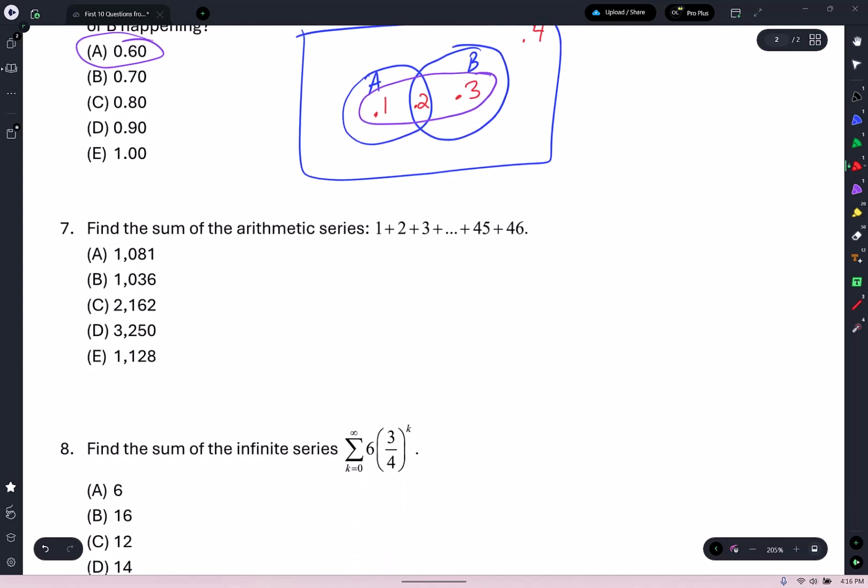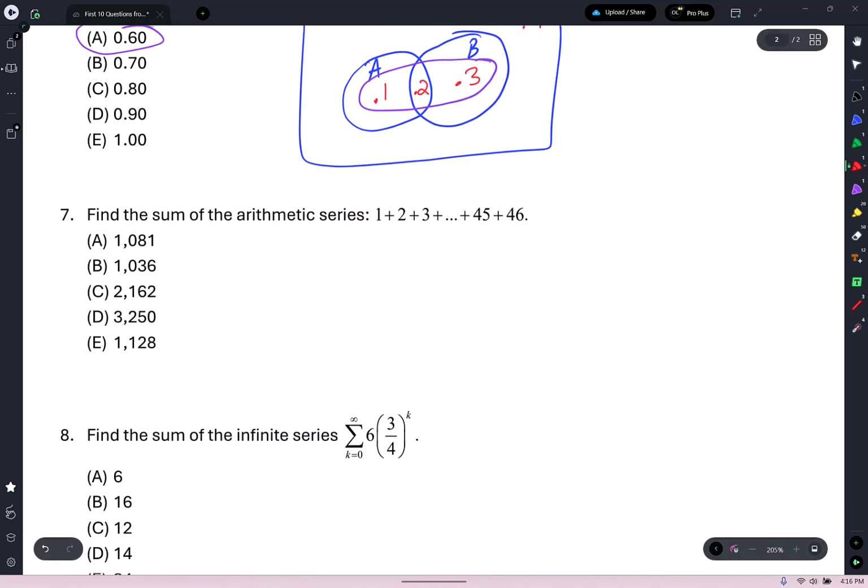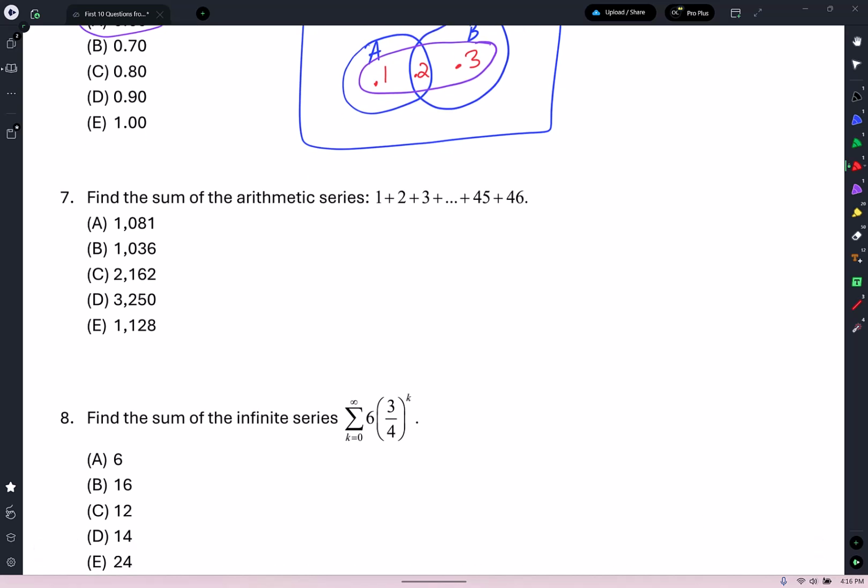All right, check it out. Here's where we're going to be able to use our calculator with the series. I'll show you also with this one too. Find the sum of the arithmetic series 1 plus 2 plus 3 plus ... and it ends at 46. All right, I think the easiest way to do this, hopefully you've seen my videos on sigma notation, is to say the sum from n equals 1 to 46 of n.